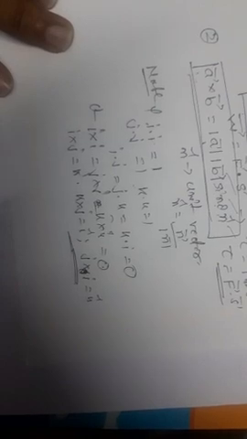Okay now, these are the types of product. What is the meaning of scalar product? What is the meaning of vector product? The scalar product is also called dot product. The vector product is also called the cross product. These are the definitions and examples of the types of products.